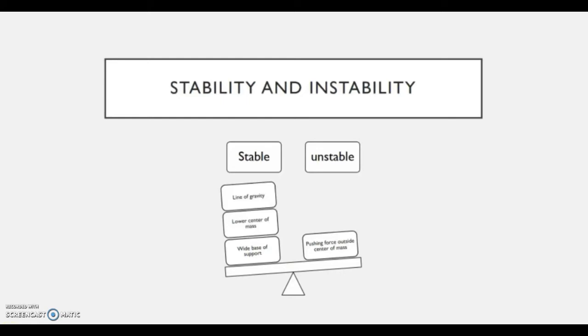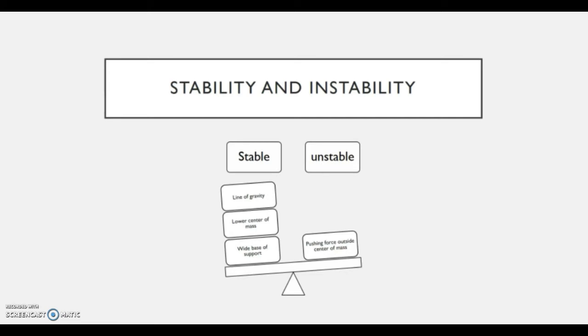Stability and instability. Stability is the measure of how likely an object is to be moved when a force is applied. Stable objects are very difficult to topple over, whilst unstable objects topple over very easily. To maximise stability, having a wide base of support, a lower centre of mass, and keeping the line of gravity within the base of support reduces the chance of an object falling over.